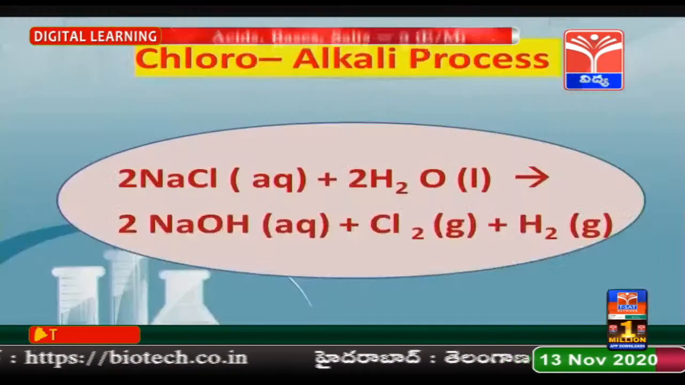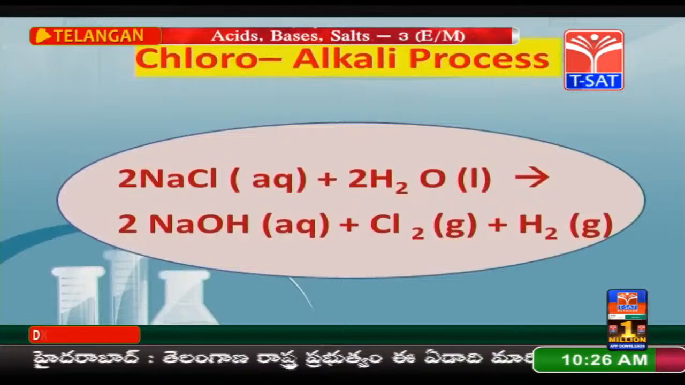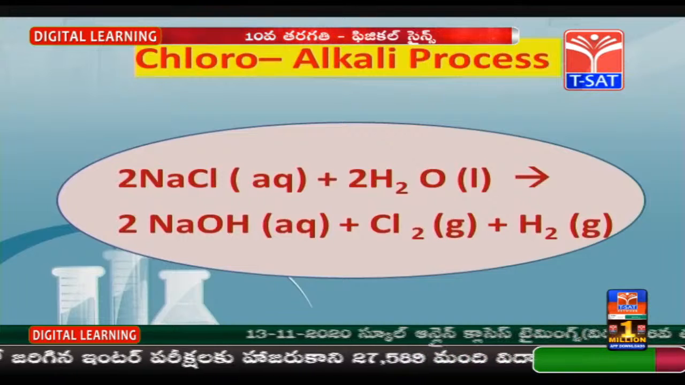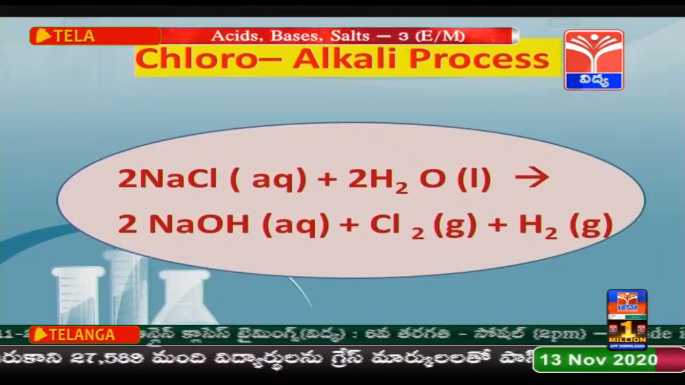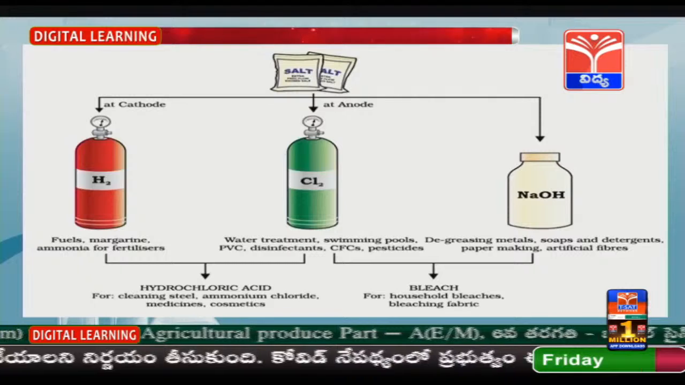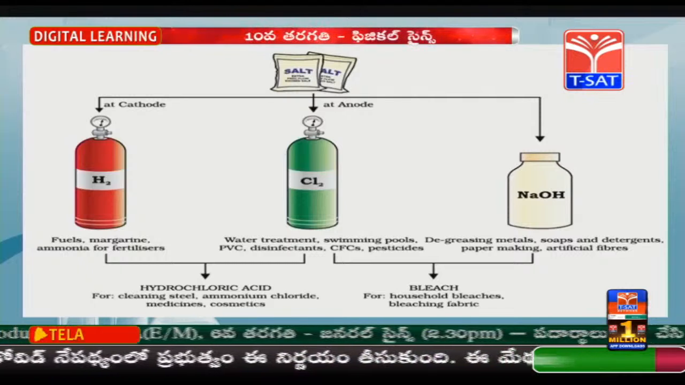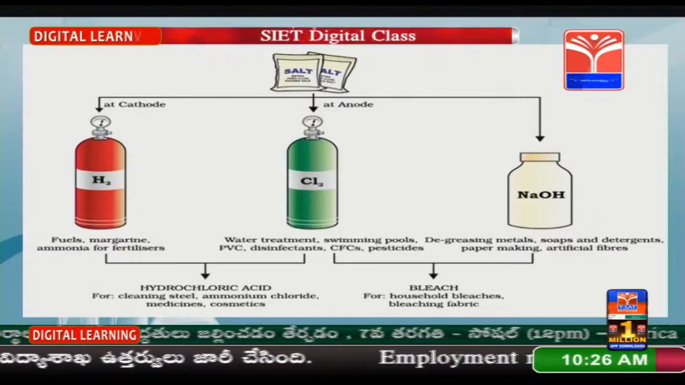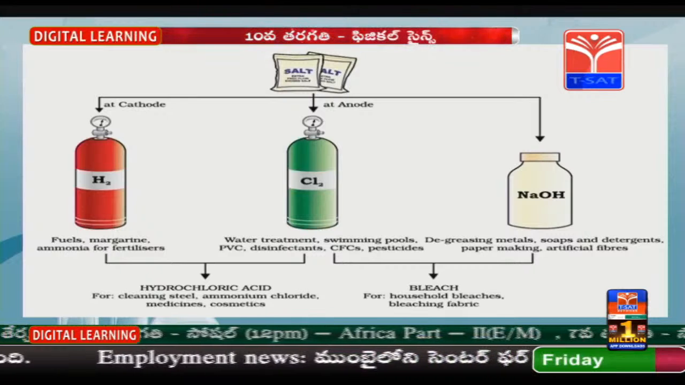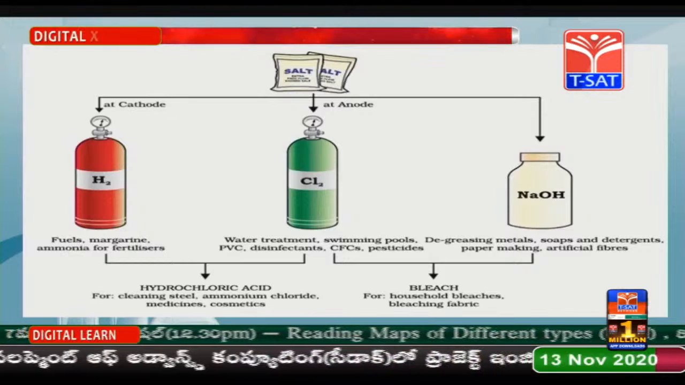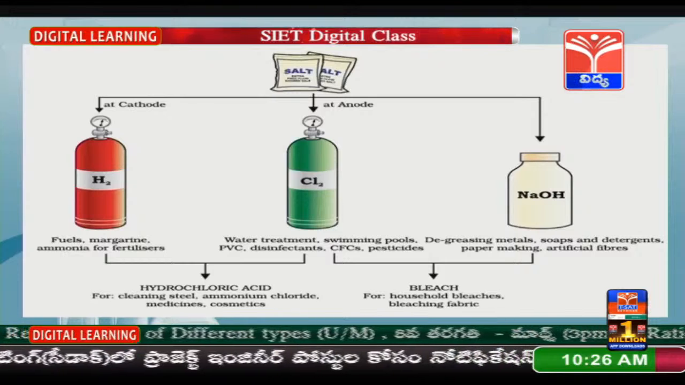Now, we will see the chemical reaction for this chloro-alkali process. Whenever NaCl dissociates in water and electricity is passed through it, it forms sodium hydroxide, chlorine gas as well as hydrogen gas. Next, we can see here in the form of a small diagram which is given in our book. Salt is dissolved in water and electricity is passed through it. What are we getting at the cathode? We are getting hydrogen gas at the cathode. What are we getting at the anode? We are getting chlorine gas, as well as sodium hydroxide solution. Where do we use this hydrogen gas?